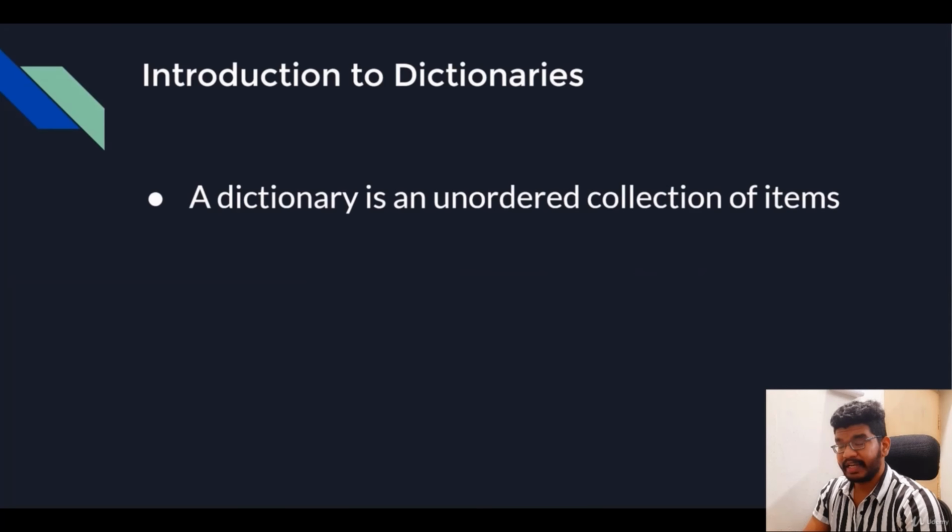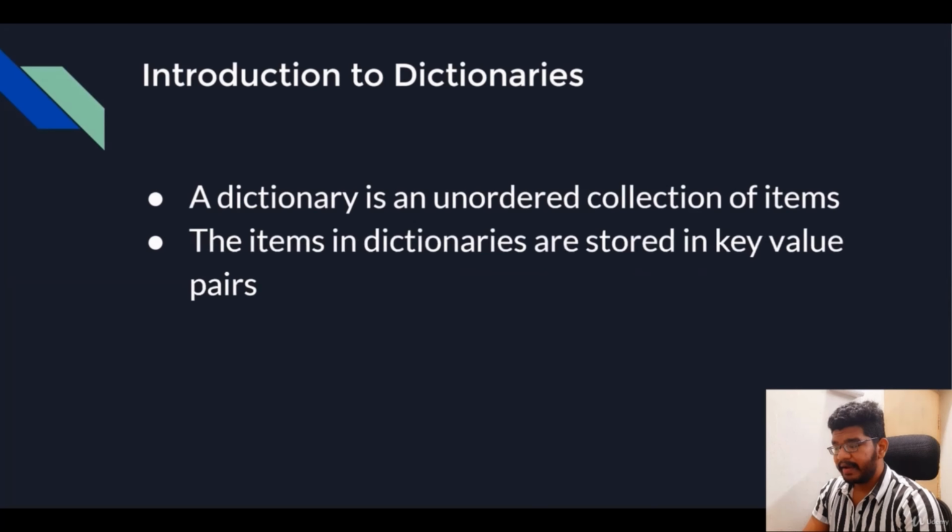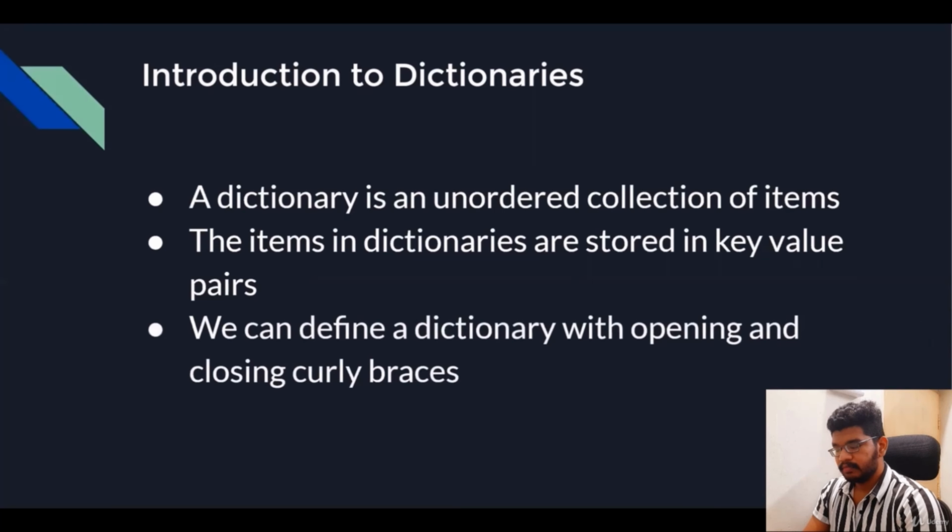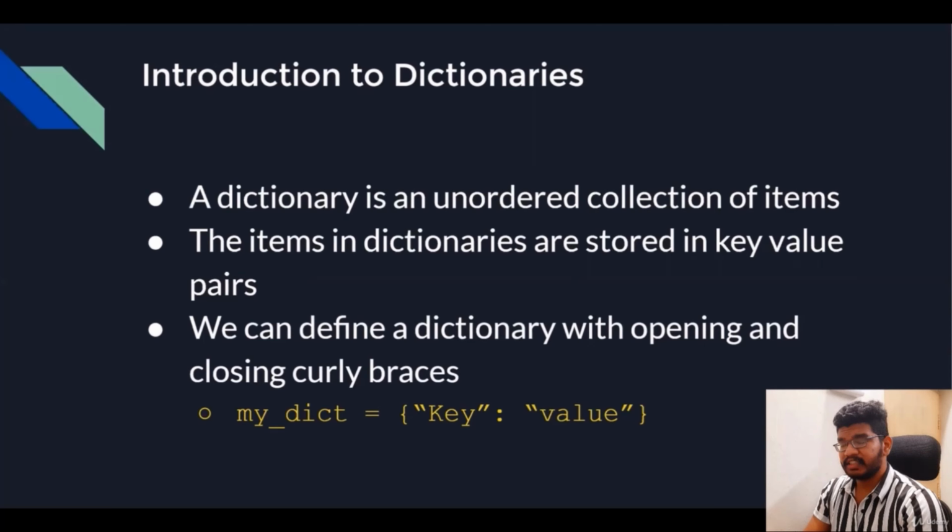We can have any type of data in these dictionaries, and the items in these dictionaries are stored in key value pairs. It will have a key and it will have a value. That is one item, and the other item will have a key and a value. That is the next item. So like that, we'll have items stored in key value pairs in dictionaries. The syntax of a dictionary is that it will start with curly braces and it will have a key followed by a colon and a value. So this is the basic introduction to dictionaries.